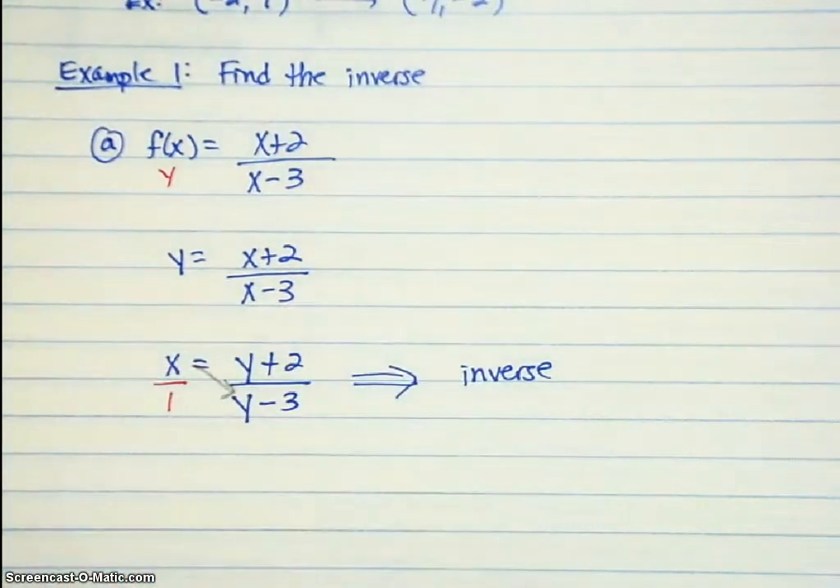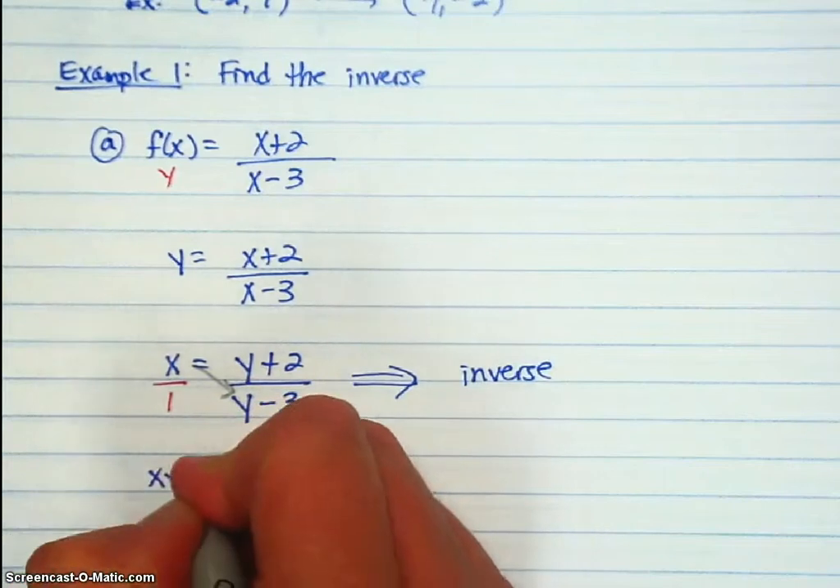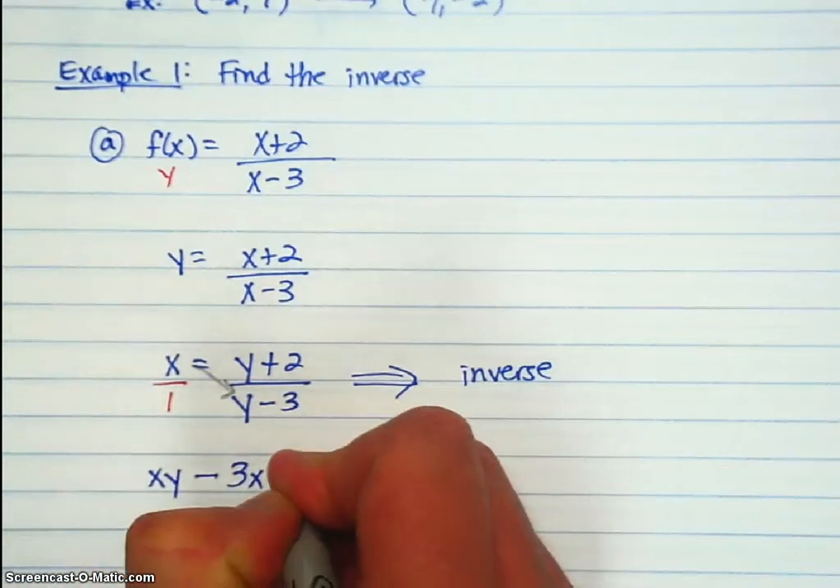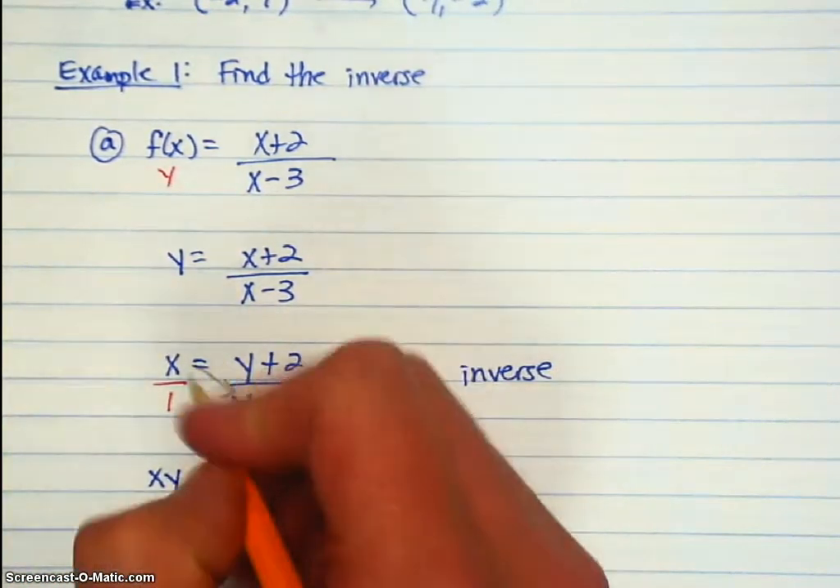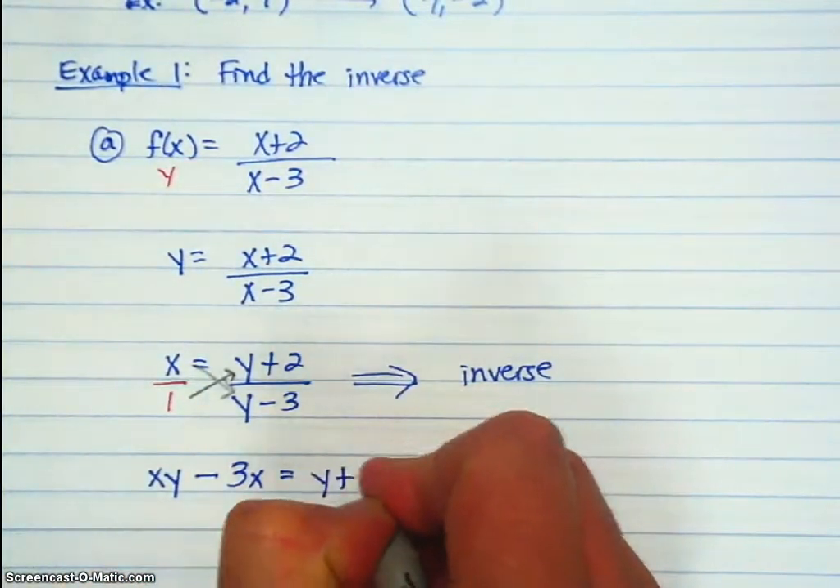I'm going to take the x and multiply it by (y - 3), and so that's going to give me xy - 3x when I distribute it there. And then I'm going to take the 1 and multiply it by (y + 2), so that just leaves me with y + 2.